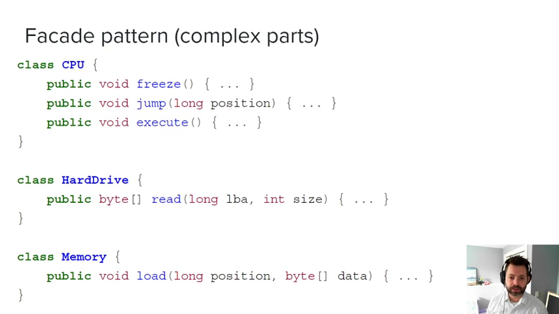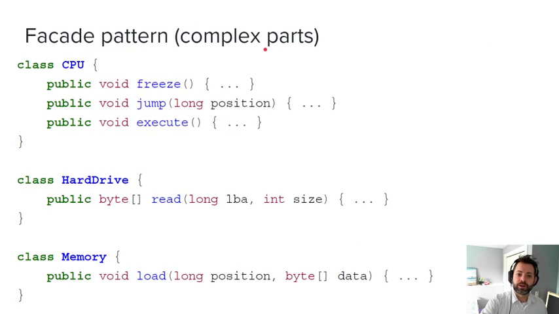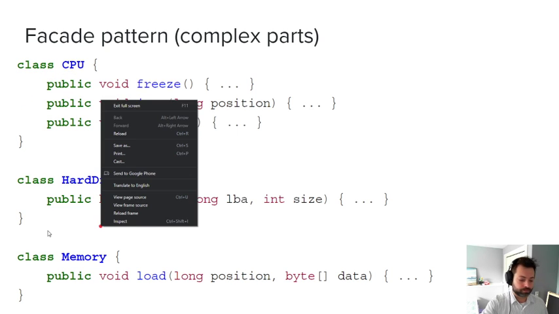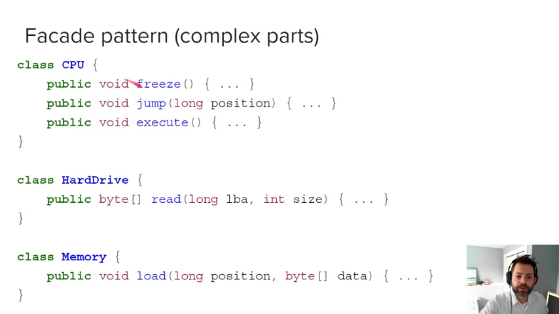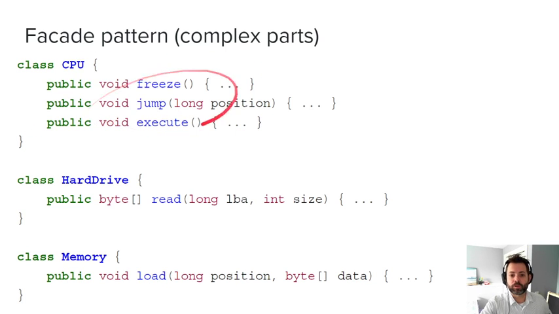But here we are simulating a computer. So here we have the complex parts of the facade pattern, and next we actually have the facade part and then the client part. So here we have some classes, and these are your components from the diagrams before. Here's our CPU class, our hard drive class, our memory class. What does our CPU do? Well, it can freeze, it can jump to a position, it can execute some code. Our hard drive can read some data, our memory can load something out of RAM. So basically here we have very separate subsystems, right? There's not really any overlap here because they each have their own task.